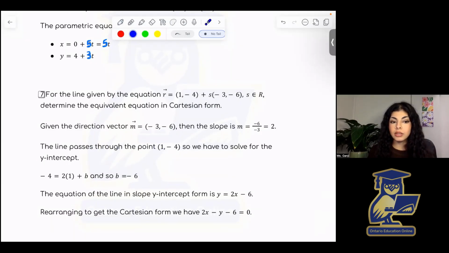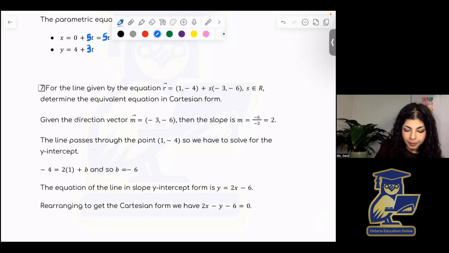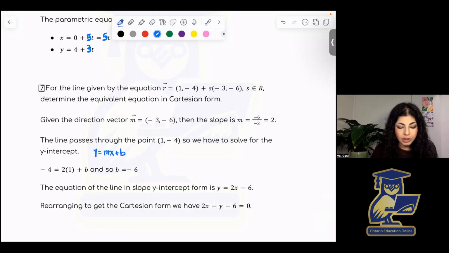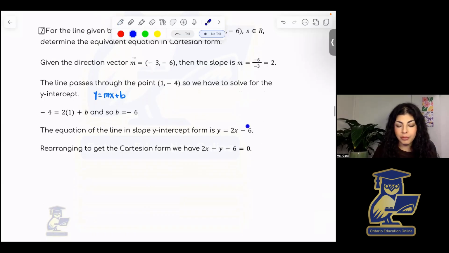So this is really just going back to linear equations, and we're trying to find the y-intercept. So we use y equals mx plus b with this point and the slope. So we get -4 is equal to 2 times 1 plus b. And we find that b is equal to -6. So in slope y-intercept form, our equation is y equals 2x minus 6. And now rearranging this, I will end up with 2x minus y minus 6 is equal to 0.